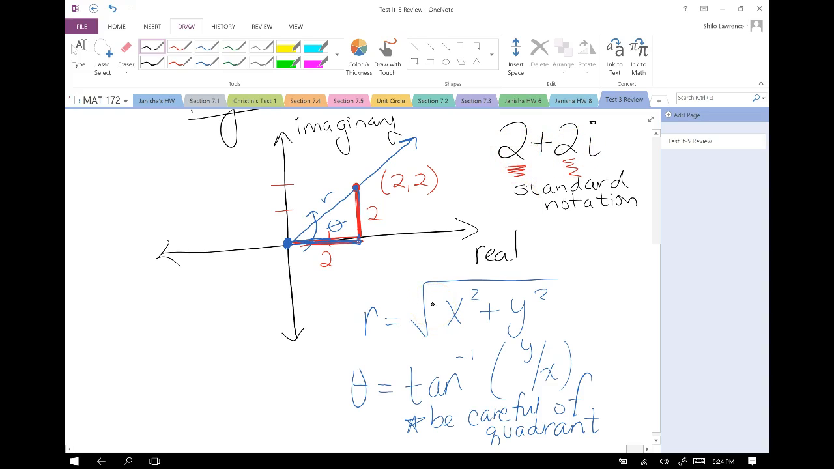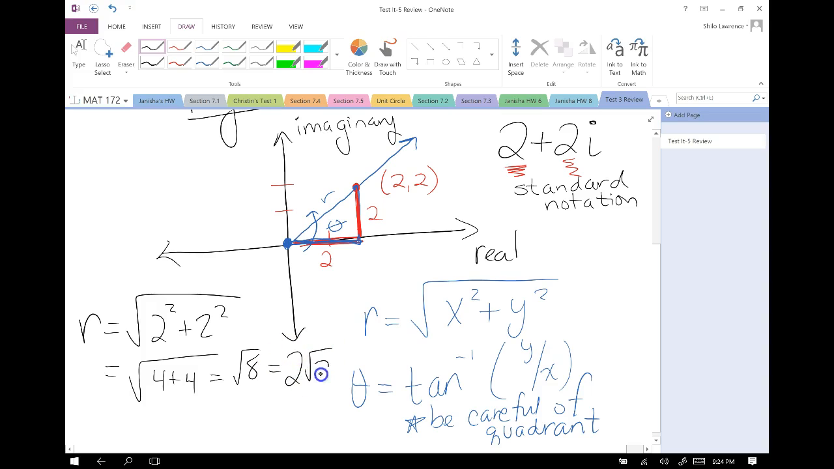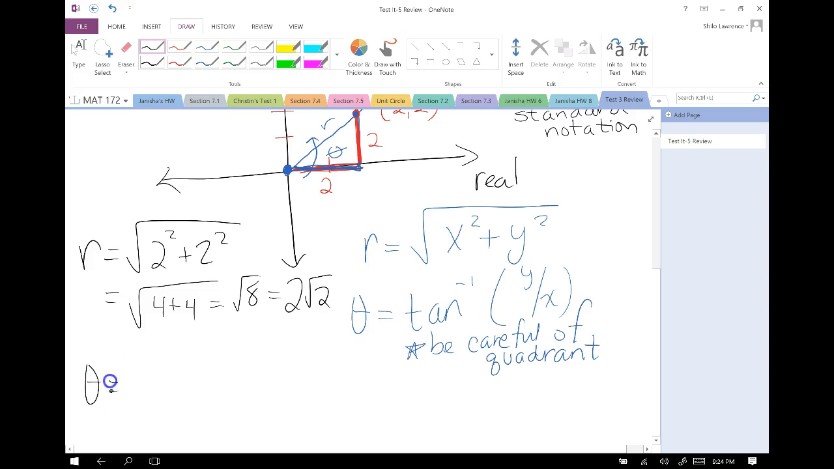So if we plug these in, r is the square root of 2 squared plus 2 squared, which is 4 plus 4, which is radical 8. And you're probably going to have to simplify that to 2 root 2. And then theta is tan inverse of your y over your x, which is tan inverse of 1, which is 45 degrees. So we need to move 2 radical 2 units out on the 45 degree line.